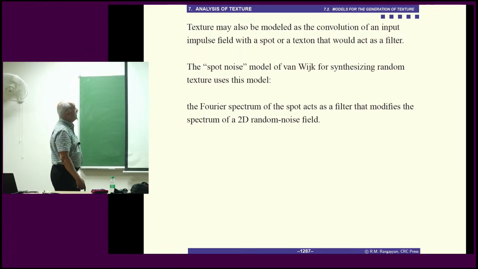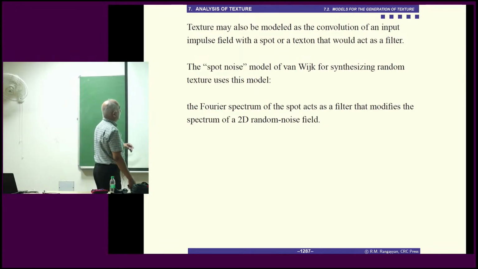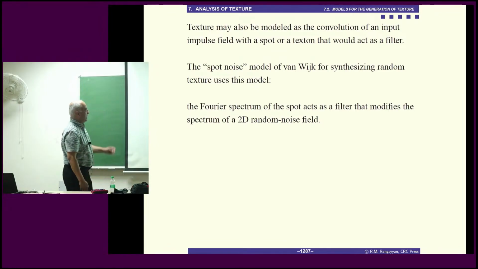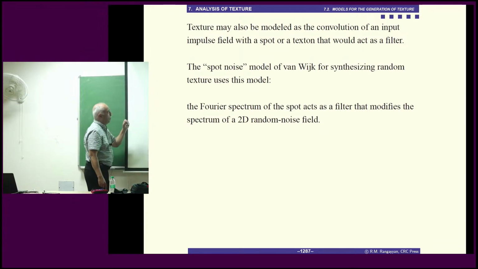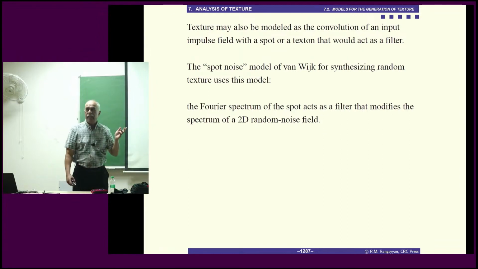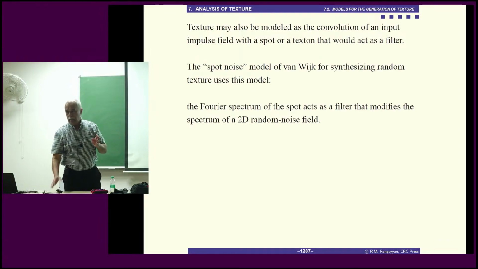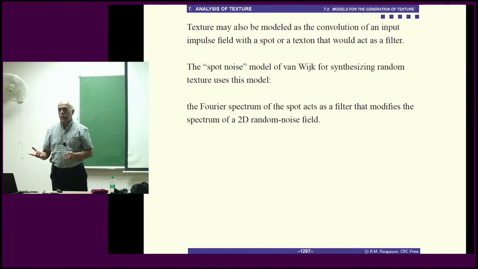Texture may also be modeled as the convolution of an input impulse field with a spot or texton that acts as a filter, like speech. There is no physical vocal tract there, it is just a picture. So this is the spot noise model for synthesizing random textures. The Fourier spectrum of the spot acts as a filter that modifies or modulates the spectrum of the 2D random field. Convolution becomes multiplication in the frequency domain.